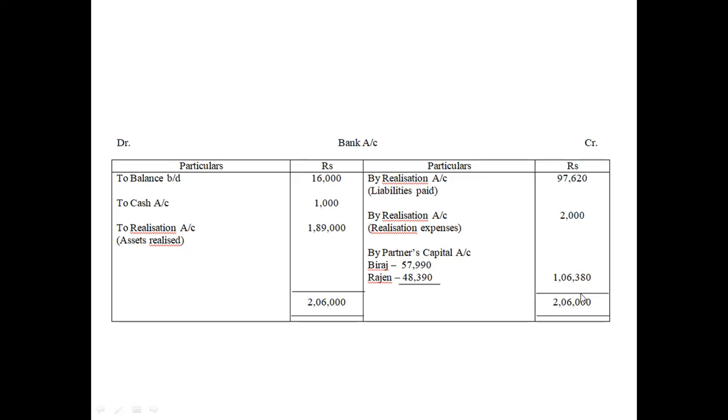So always remember that in case of dissolution, your bank account acts like a balance sheet. So both debit side and the credit side should match together. The total of these two sides should be equal.